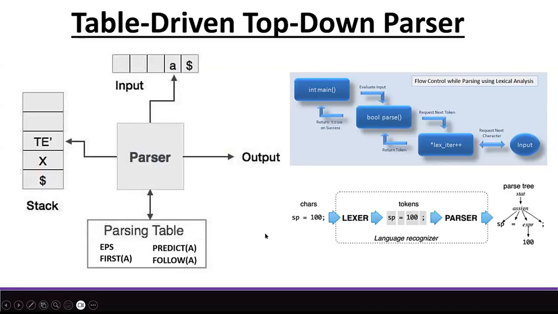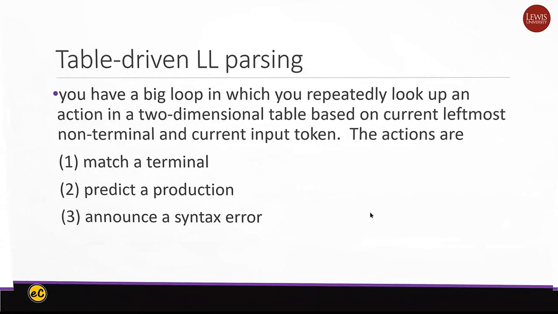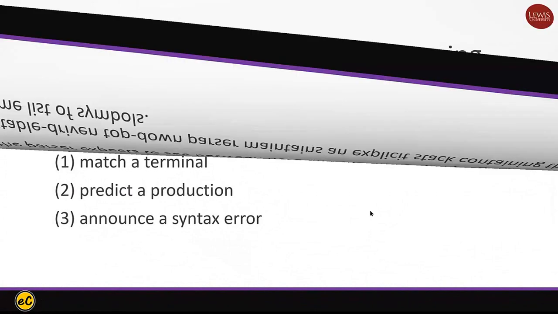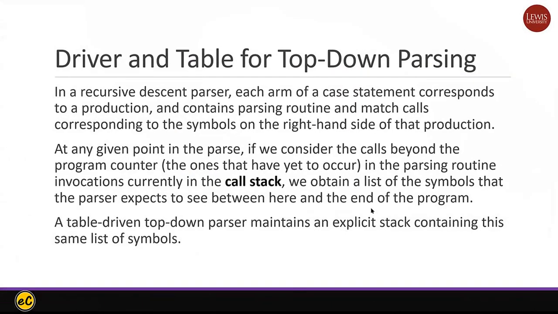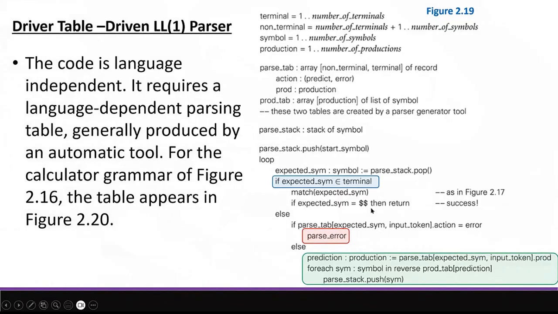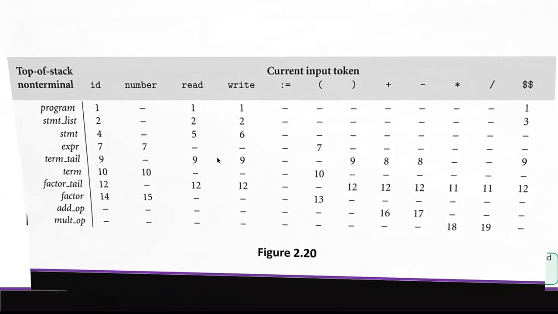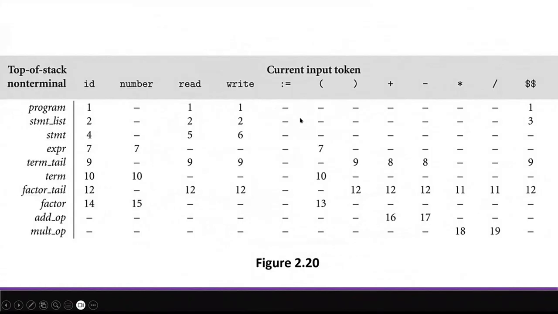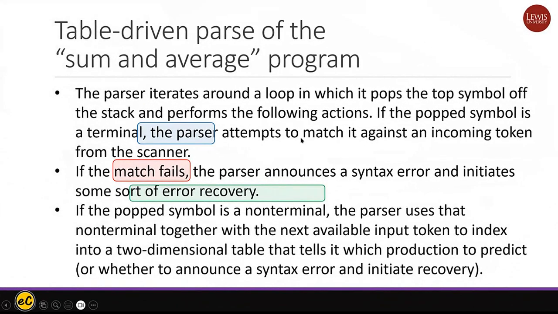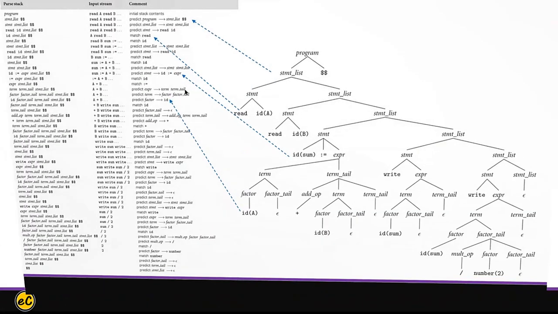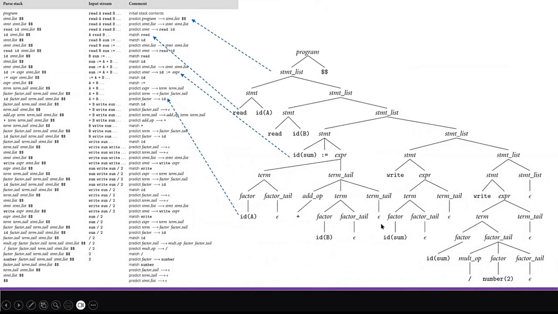Next one is the table-driven design for the top-down parser. So here we show you how to design a table-driven top-down parser. It actually uses a table of the next state, the next possible rule, and the next possible input tokens, and uses that to parse your programs. And here is the result for parsing.